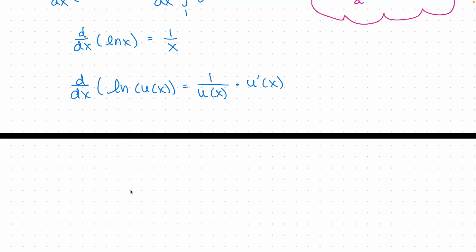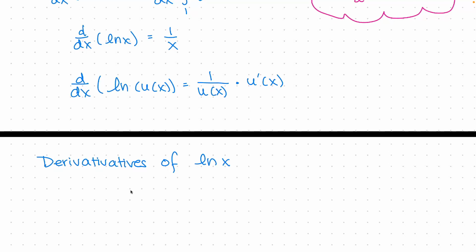Now we have the derivative of the natural log. Here's how you'll typically see it, though. Anyway, I'll write it down. Derivatives of the natural log function. So the derivative of the natural log of x, it's just 1 over the argument.